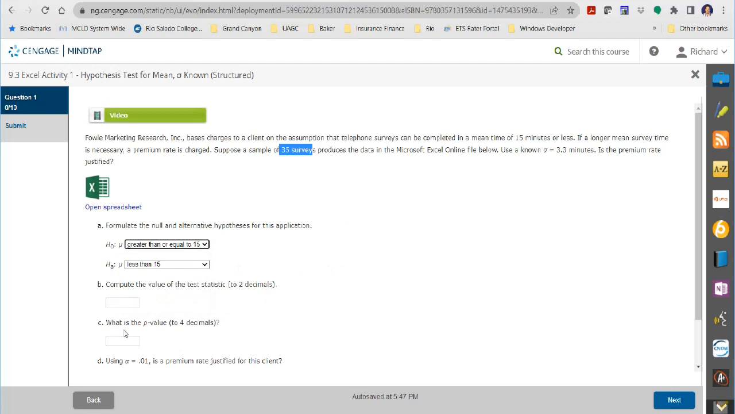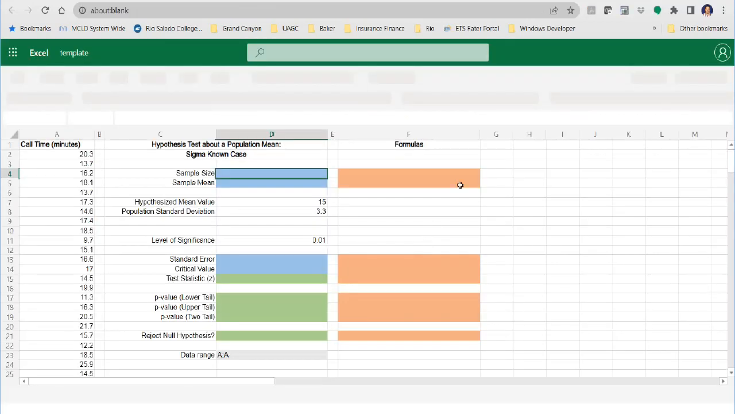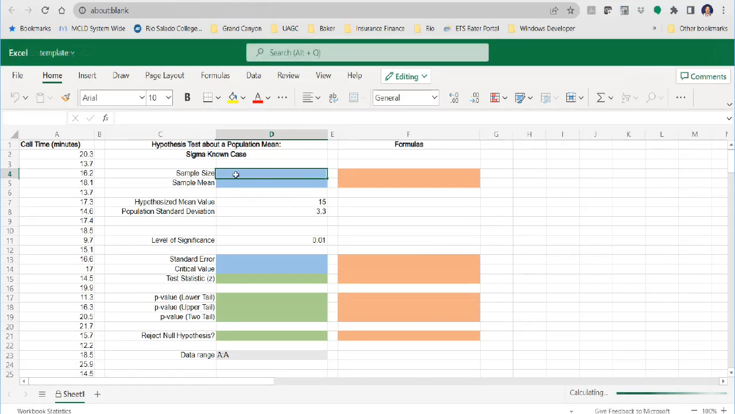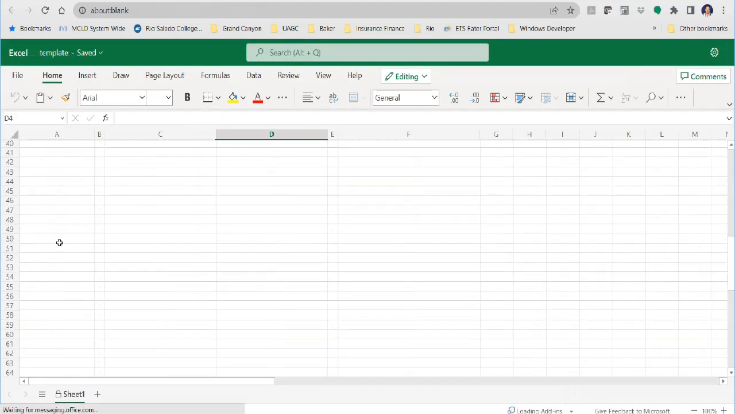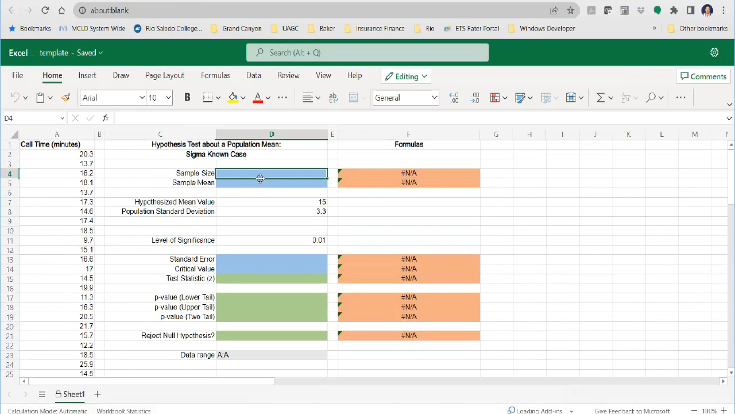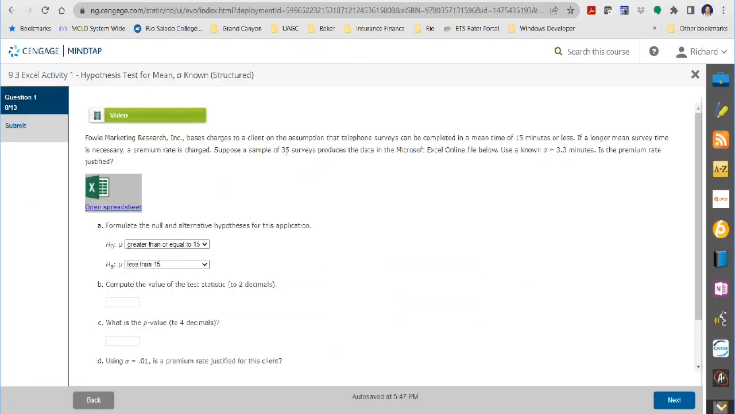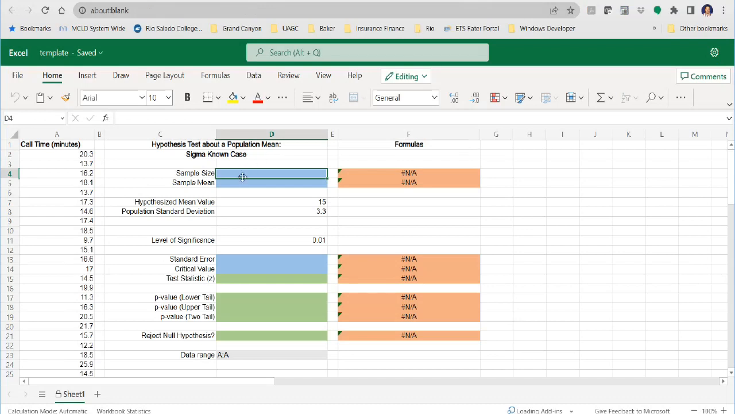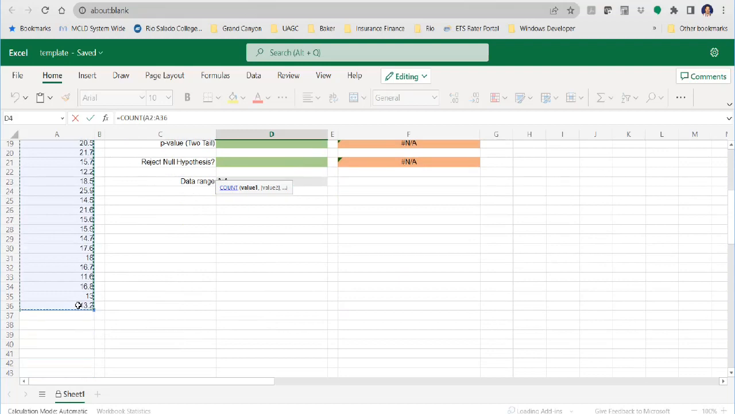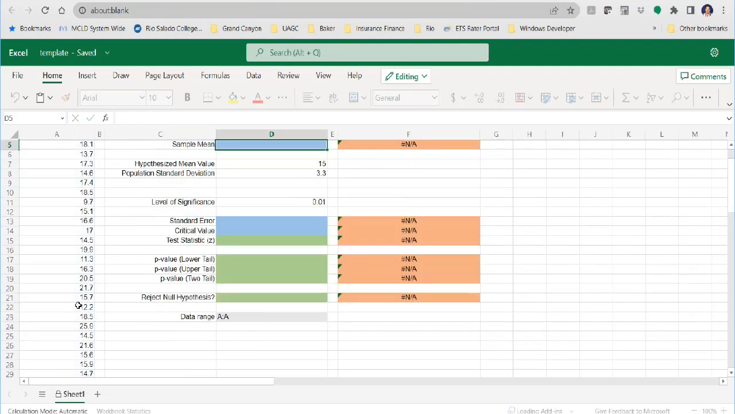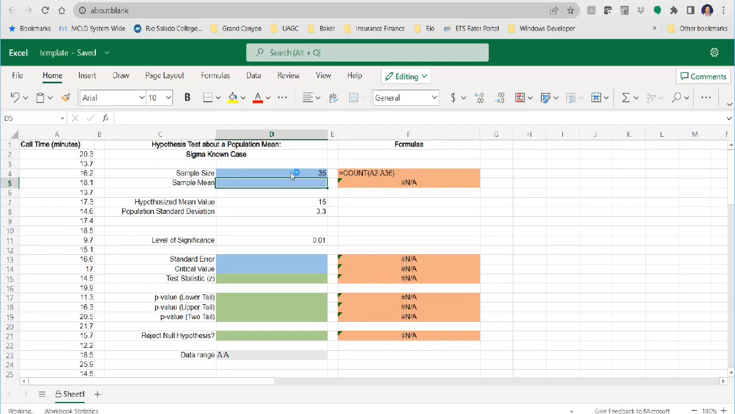All right, so for the rest of this, the test statistic, the p-value, and then the conclusion, we are going to use the spreadsheet. So first, we're going to enter the sample size. Now, you can do a formula for the sample size, even though they kind of told you what it was over here, 35. But you can use a formula for it by just doing equals COUNT of the number of data entries that you have, and then close parentheses. And you can see there are 35 of them.